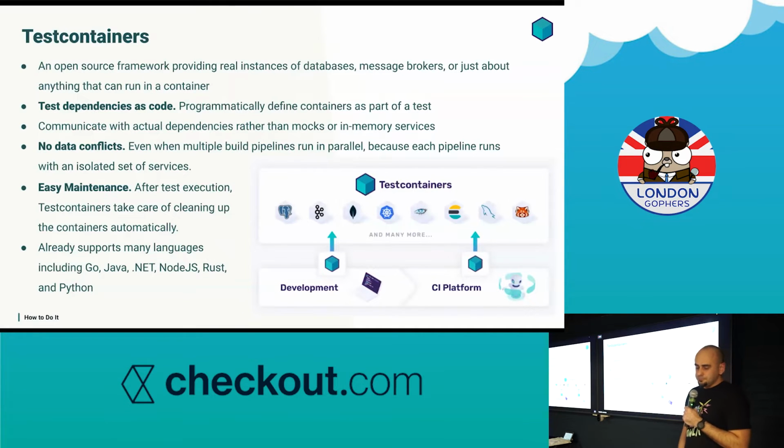And you wouldn't get data conflicts even if you're using multiple pipelines in parallel, because each pipeline runs in an isolated set of services, which I'm going to touch on a bit later. And it's easy to maintain after test execution. It's very easy to clean up your containers. And this is already supporting many languages, including Go, Java, .NET, Node.js, Rust, and Python.